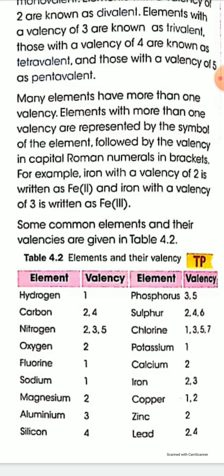Iron has 2 valencies, 2 and 3. Copper has 2 valencies, 1 and 2. Zinc has 1 valency, which is 2. And lead has 2 valencies, 2 and 4. So you have to remember the valencies of some elements, their names and their valencies. Okay, thank you.